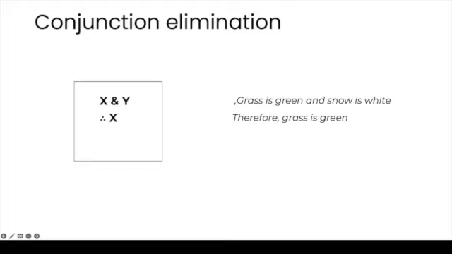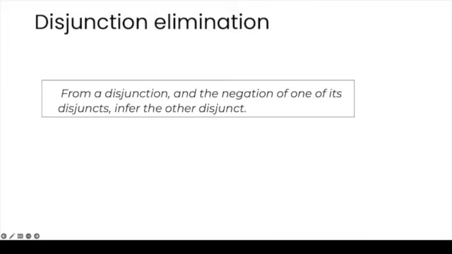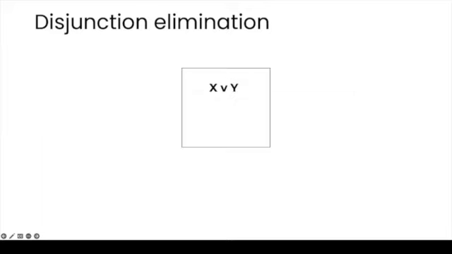And you can also infer that snow is white. Disjunction elimination. This rule is abbreviated as VE. And it says that from a disjunction and the negation of one of its disjuncts, you may infer the other disjunct. So if you have X or Y, and you have not X, then you can infer Y. Likewise, if you have X or Y and not Y, you can infer X.